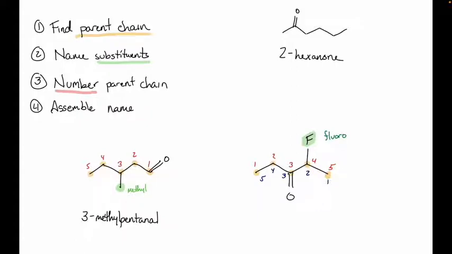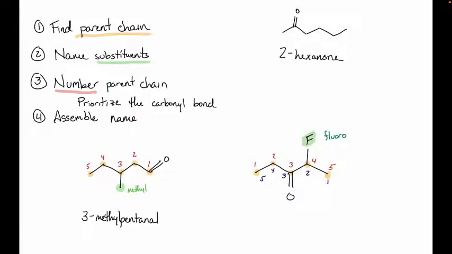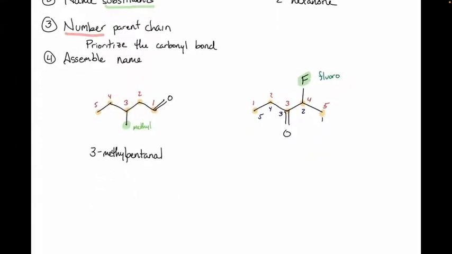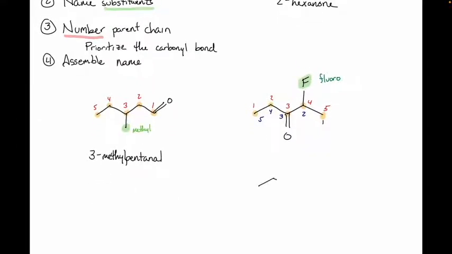Okay, we're going to make a note under number parent chain. We saw this with regard to alcohols as well. Same thing is true for aldehydes. Well, really, ketones is where it matters, because with aldehydes, we already know what carbon 1 is. We're going to prioritize the carbonyl bond. That means I'm going to make sure that that carbonyl group has the lowest possible number in the name.